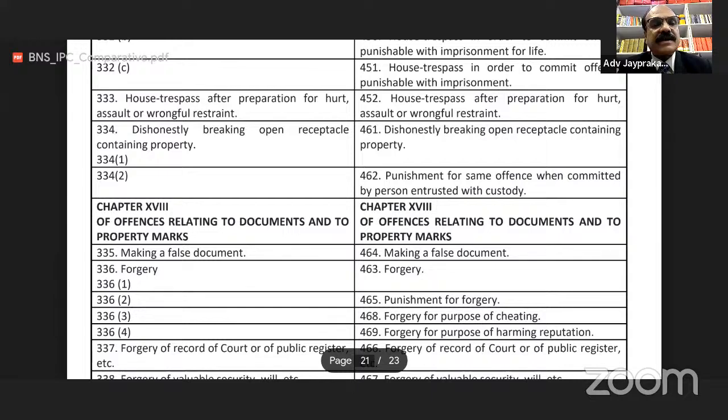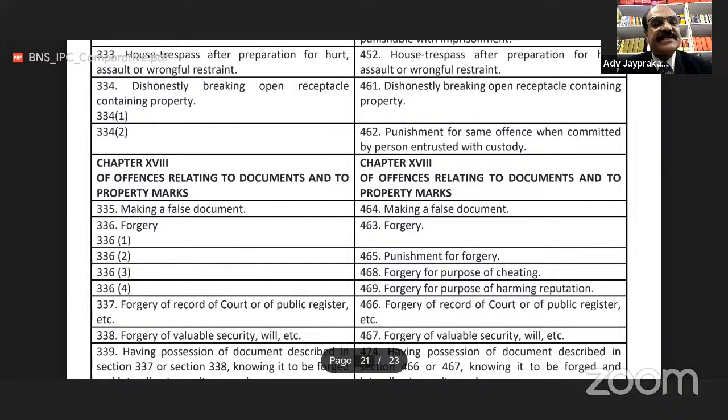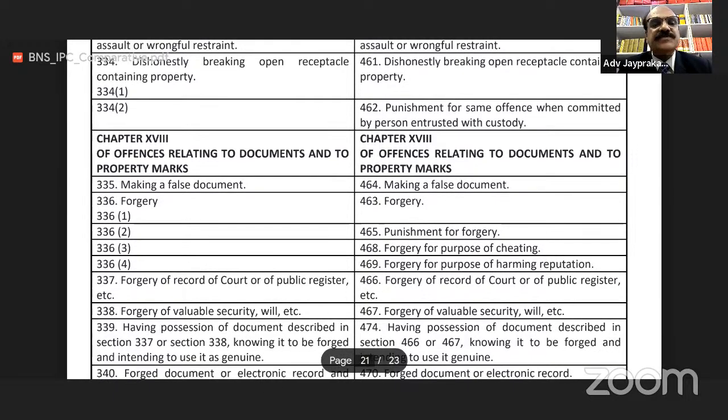receptacle containing property. Its corresponding section was in IPC 461. BNS section 334(1), BNS section 334(2), punishment for same offense when committed by a person entrusted with custody. Its corresponding section was 462 in IPC.